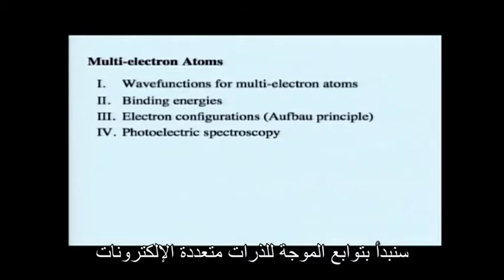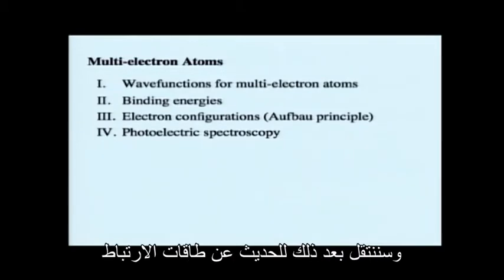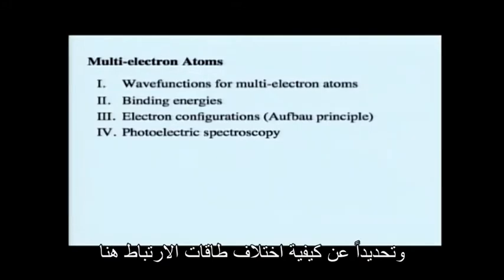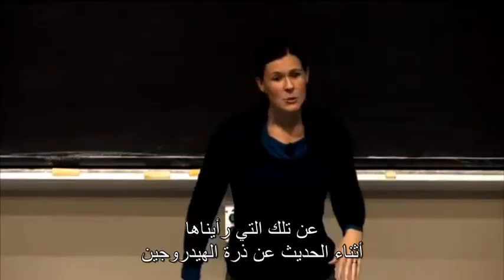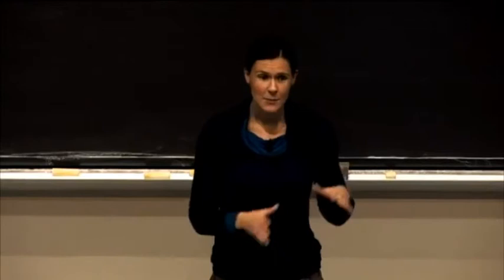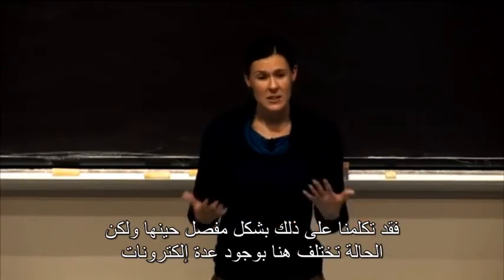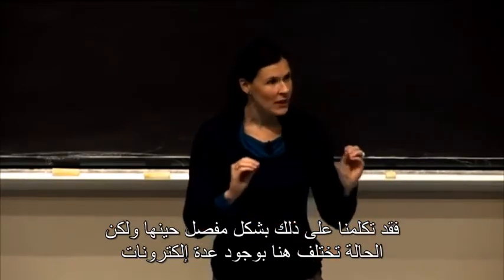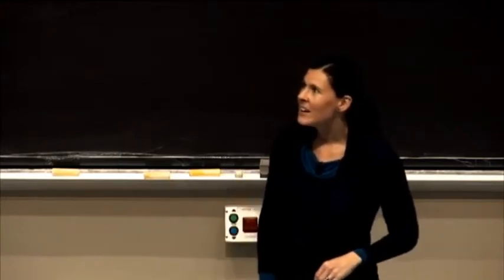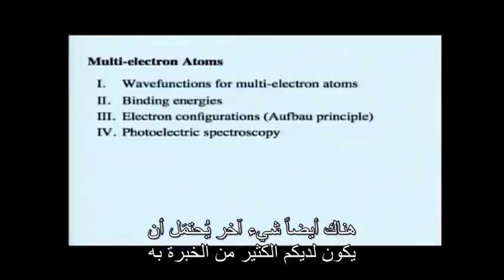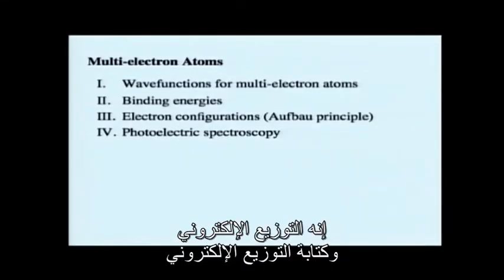So the wave functions for multi-electron atoms. Then we'll move on to talking about the binding energies, and we'll specifically talk about how that differs from the binding energies we saw for hydrogen atoms. We talked about that quite in depth, but there are some differences now that we have more than 1 electron in the atom.